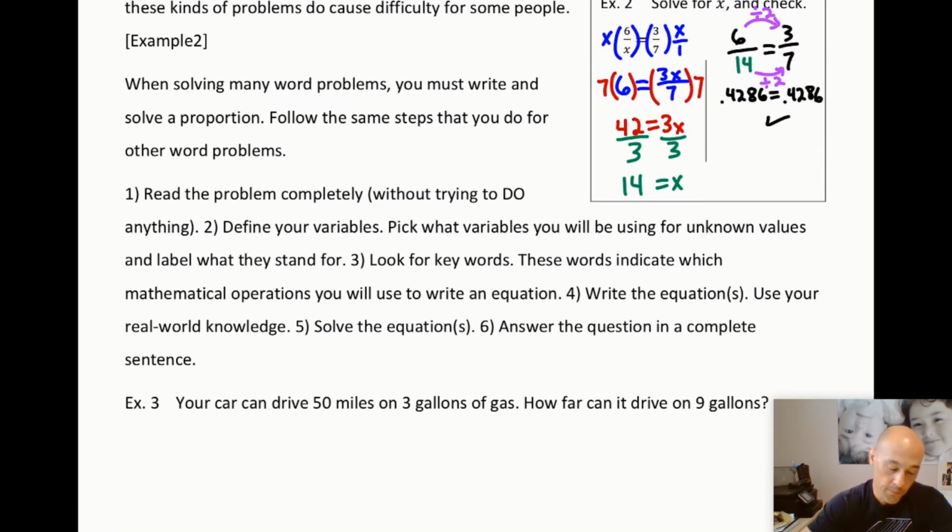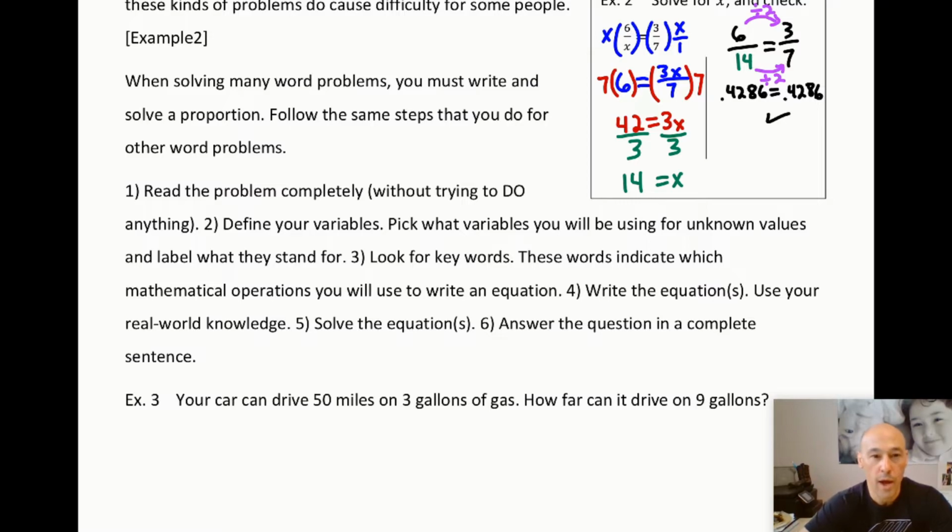All right. When solving many word problems, you must write and solve a proportion. Follow the same steps that you do for other word problems. And I'm not going to read those steps, but as we're going through the word problems, we will do them one by one.